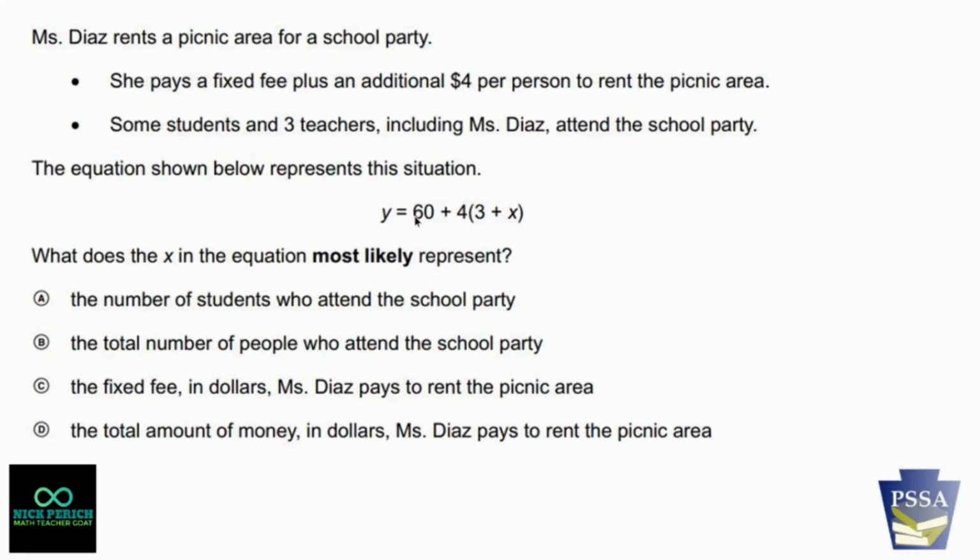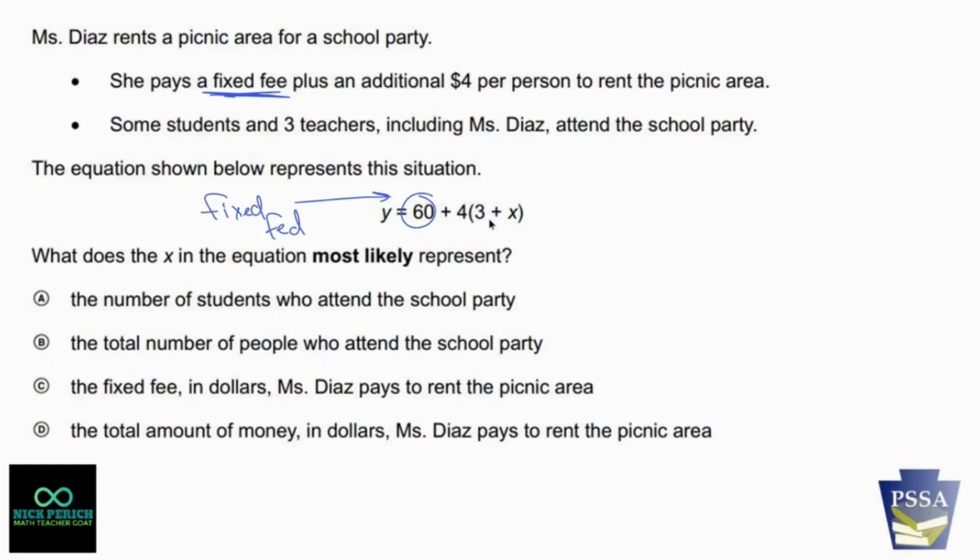y equals 60, and if you're wondering where that came from, plus 4 times (3 plus x). So, let's break this down before we even look at the options. First off, she pays a fixed fee plus an additional $4 per person. 60 is the fixed fee. So no matter how many people show up, you have to pay $60 just to get there.